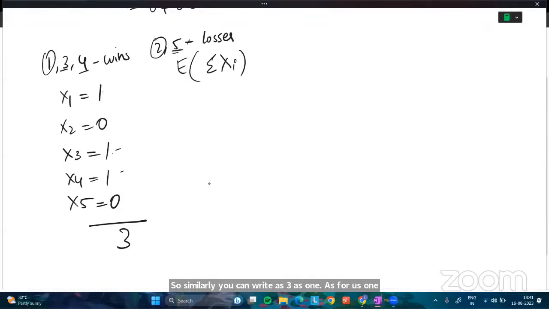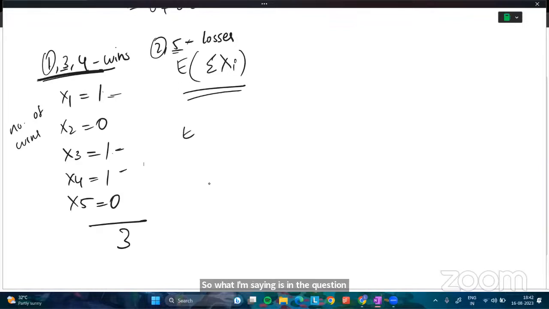Right? So if you wanted to see the number of wins, you can just add this up. 3 of those were wins, so you'll get the sum as 3. That is the number of wins. So what I'm saying is, in the question, what we have to find is the expected value of the summation of X.